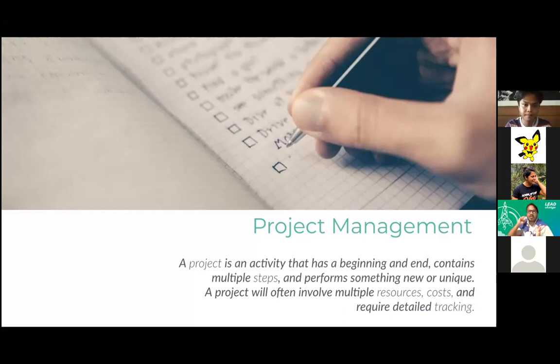This is a key thing that you need to understand. A project is not an ongoing process. For example, we have S&D. S&D, in the products that we have, is an ongoing process. That is not a project. These things are operations. So a project has a definite start, and it has a definite end. So you also need to stick to a timeline, and different roles and responsibilities are allocated to different people. It contains multiple steps and produces something new or unique. A project will often involve multiple resources and cost, and require detailed tracking.